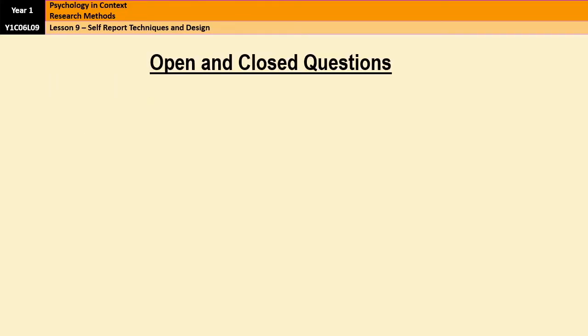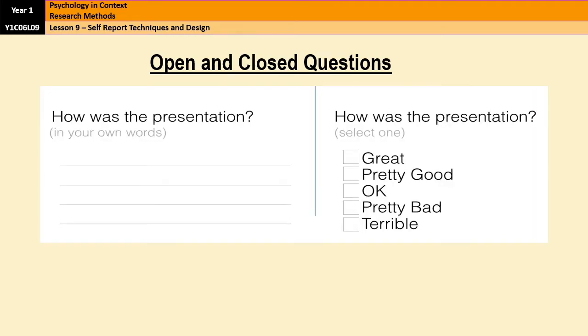that experiment. Now, when you're using a questionnaire, you have different types and different styles of questions that you can use. Most broadly, though, they can be categorized into two different types. You've got open questions and closed questions. There's an example of both.